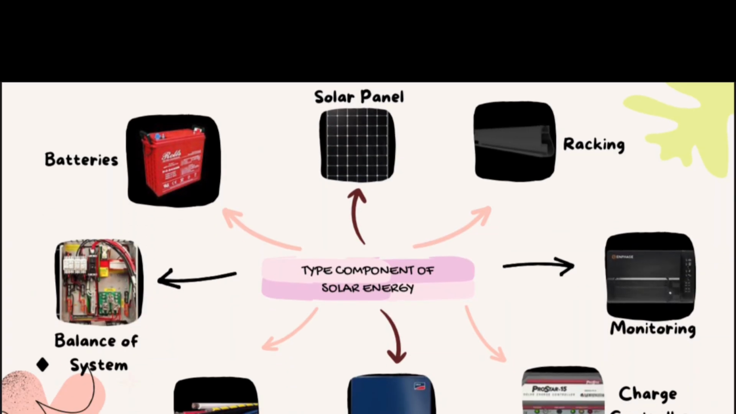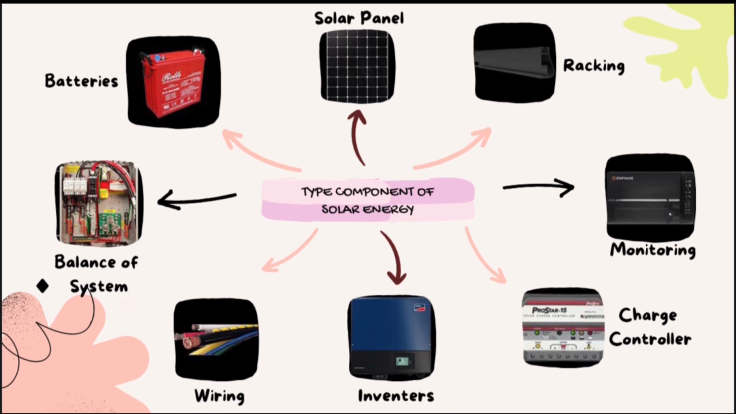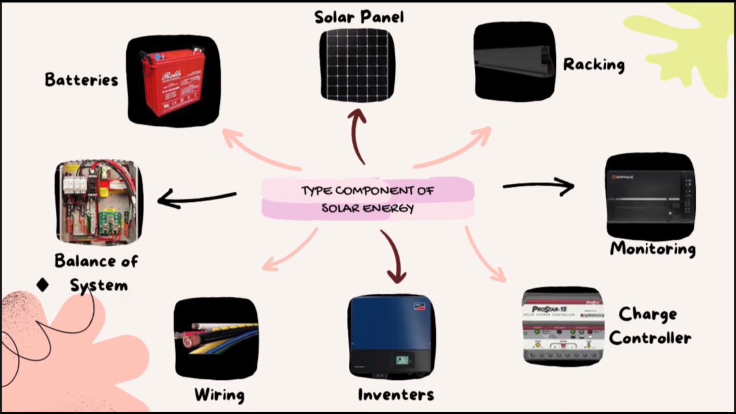Next, I will explain the types of components and the function of each component used to produce solar energy. The main component, the first one, is the solar panel. A solar panel is a device that converts sunlight into electricity by using photovoltaic or PV cells. PV cells are made of materials that produce excited electrons when exposed to light.